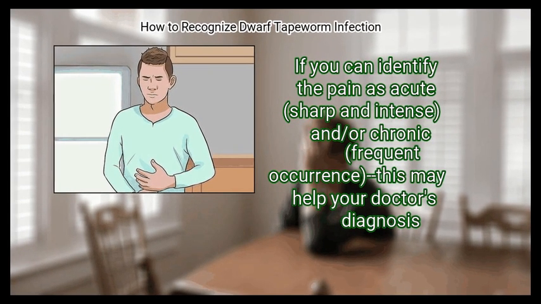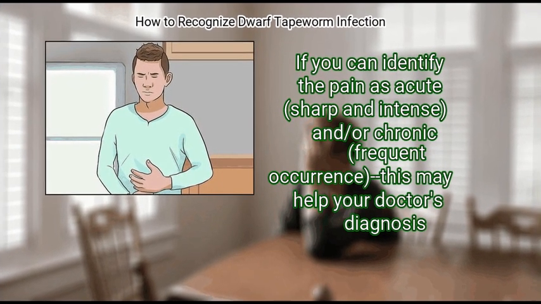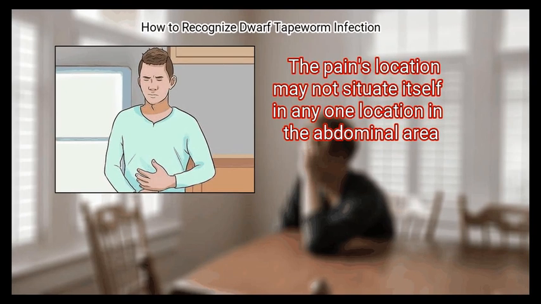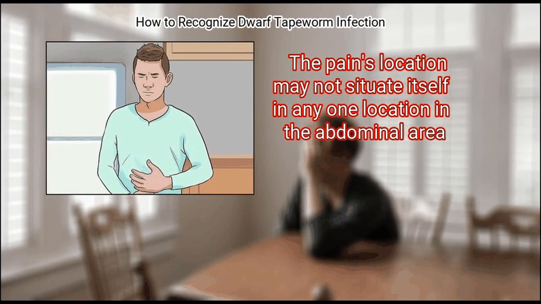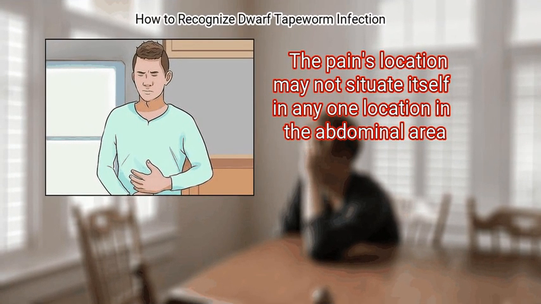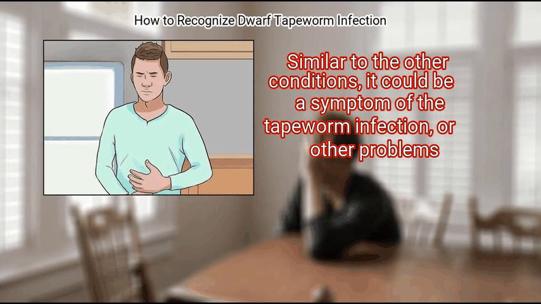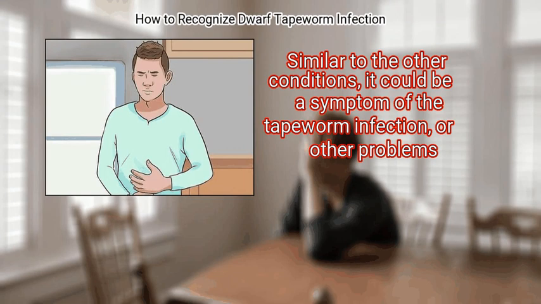If you can identify the pain as acute, sharp and intense, and/or chronic, a frequent occurrence, this may help your doctor's diagnosis. The pain may not situate itself in any one location in the abdominal area. Similar to the other conditions, it could be a symptom of the tapeworm infection, or other problems.